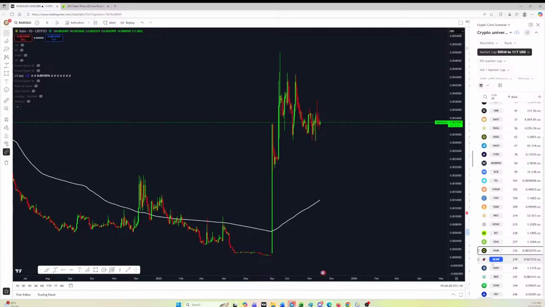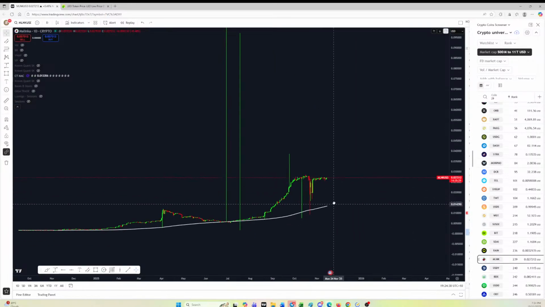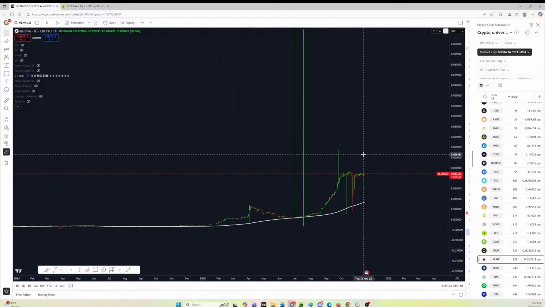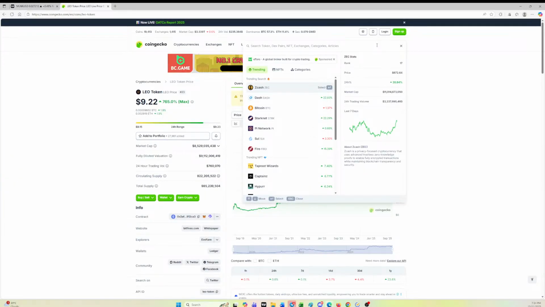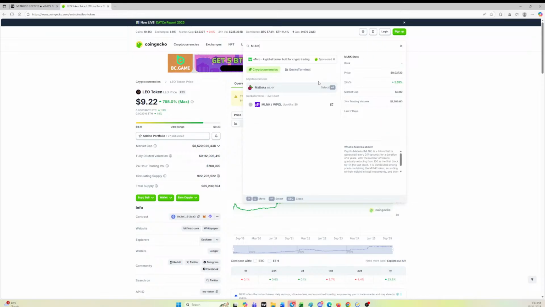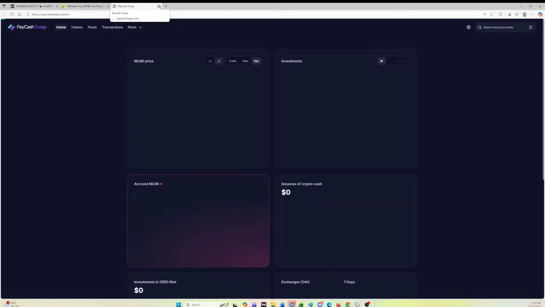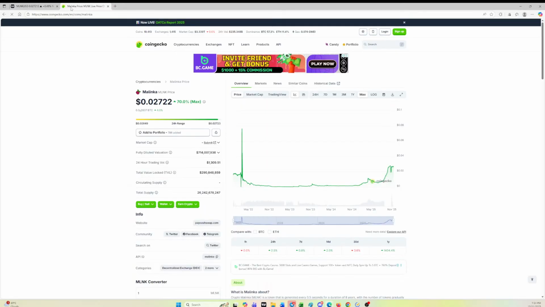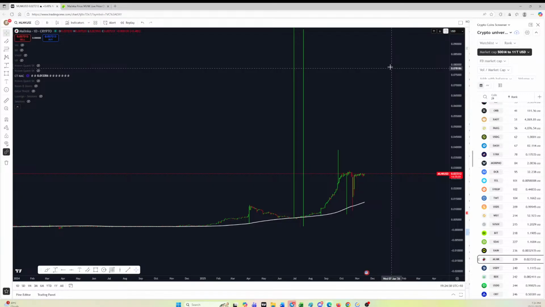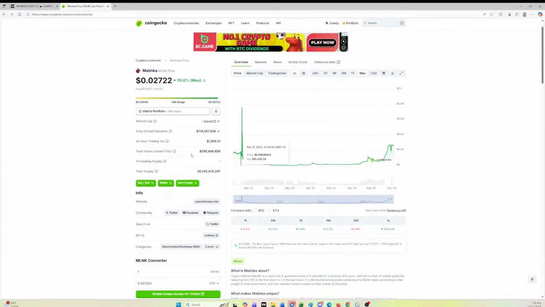Short squeeze. Rain. M-Link. What the fuck is that? Malinka. MLNK. How the fuck did that make it onto the website paycashswap.com? Oh shit, that's so bad. Malinka, how did that make it on the filter? It's got no market cap registered.